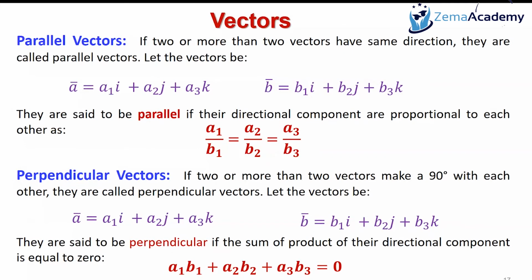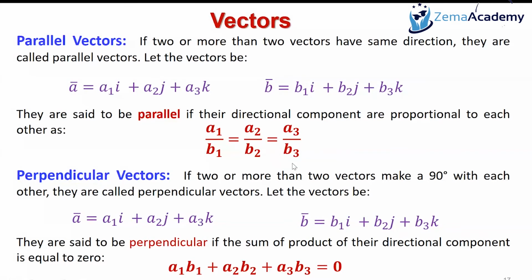Now, if you are given these two vectors A and B and told that they are parallel to each other, you can find out whether they are parallel by looking at their directional components, A1, A2, A3 and B1, B2, B3. The ratio of their directional components is the same. For example, A1 over B1 is the same as A2 over B2, which is the same as A3 over B3.